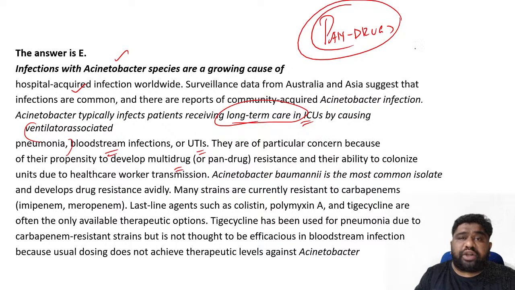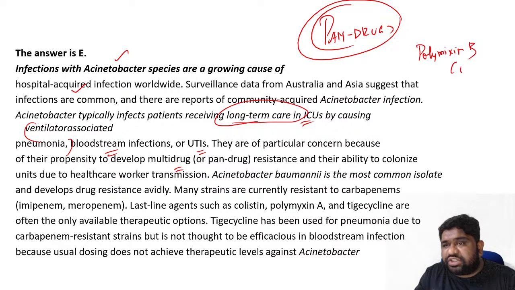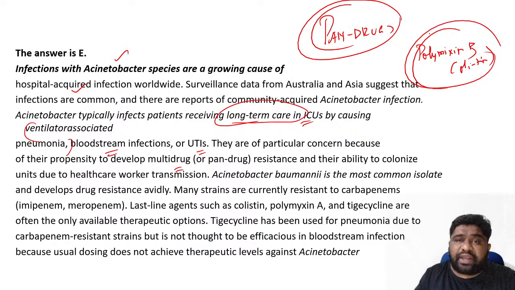Nowadays, people do not know what kind of drug to be given. Previously, the life-saving drugs were polymyxin B and colistin. They were extremely toxic drugs. Still, they were able to buy time for you to survive. But now they are not enough to kill this Acinetobacter. So, drug resistance has become a very important concern. And healthcare worker transmission is also related to Acinetobacter.